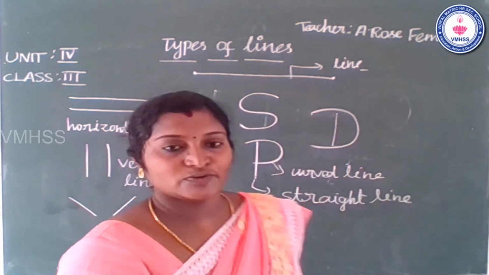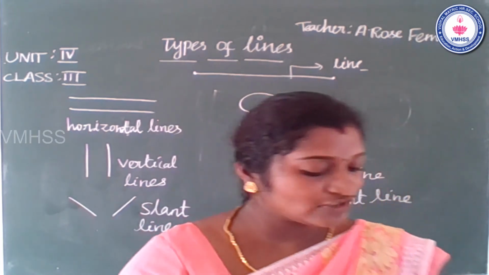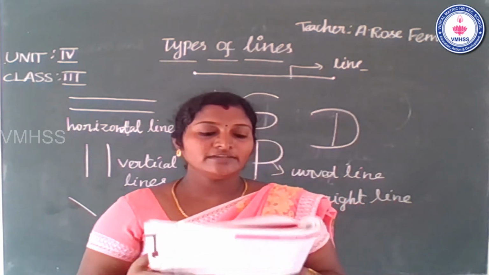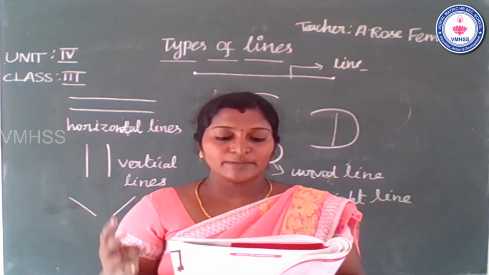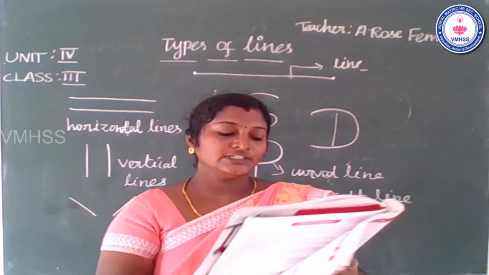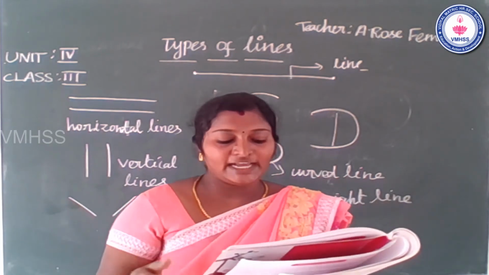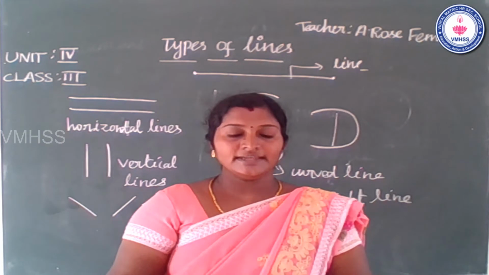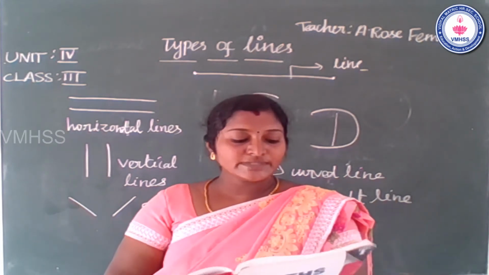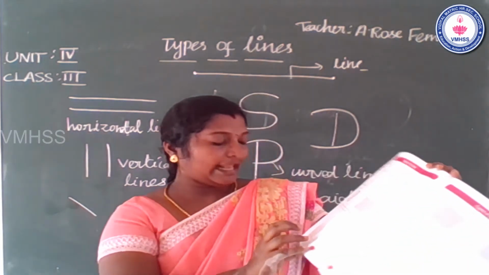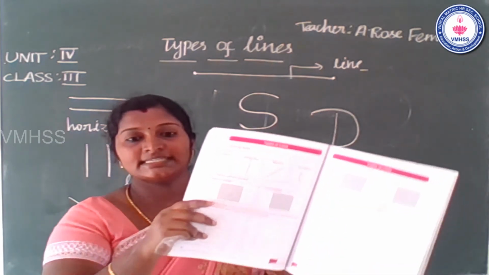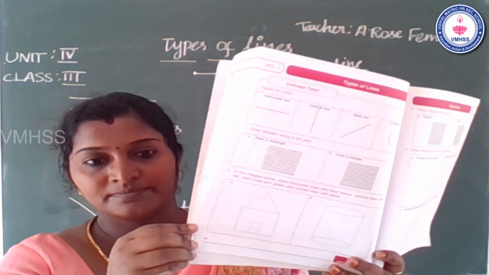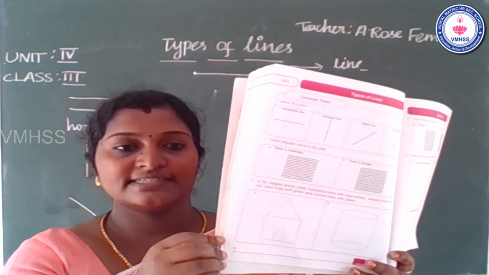Okay students, please take page number 75. Unit 4, lines, symmetry and patterns. Today's learning outcomes: identify and draw line, line segment and ray. Types of lines. See there. Take page number 76.